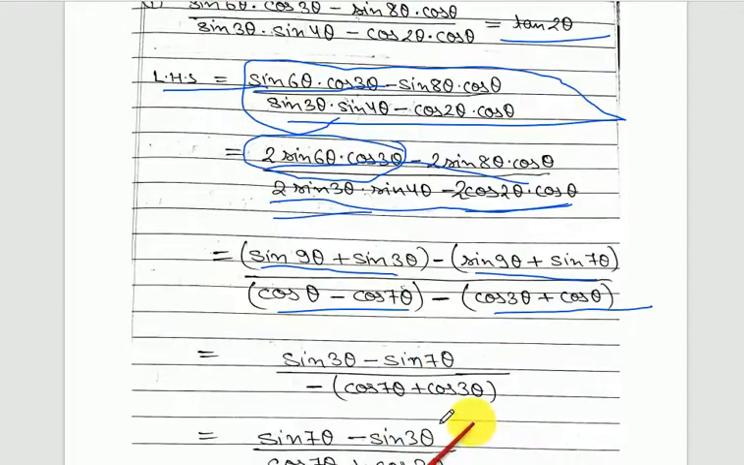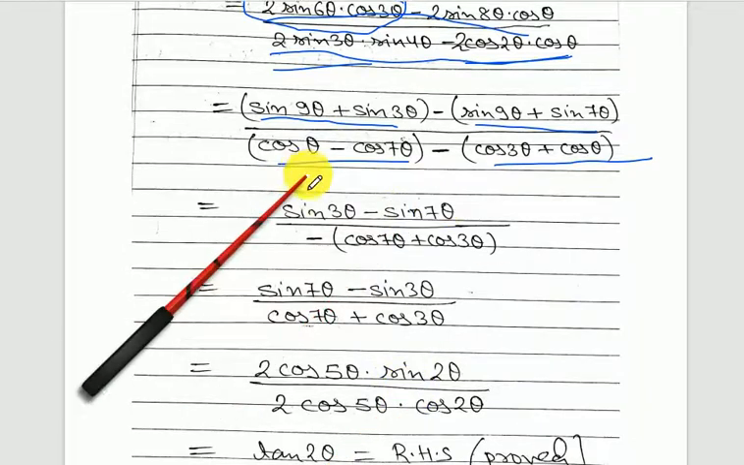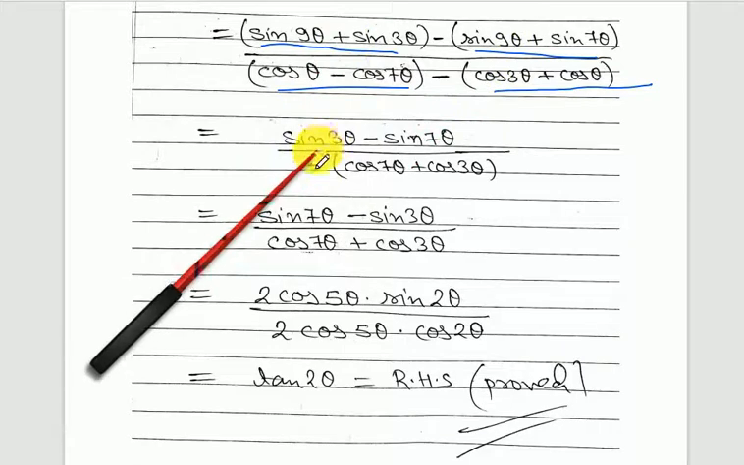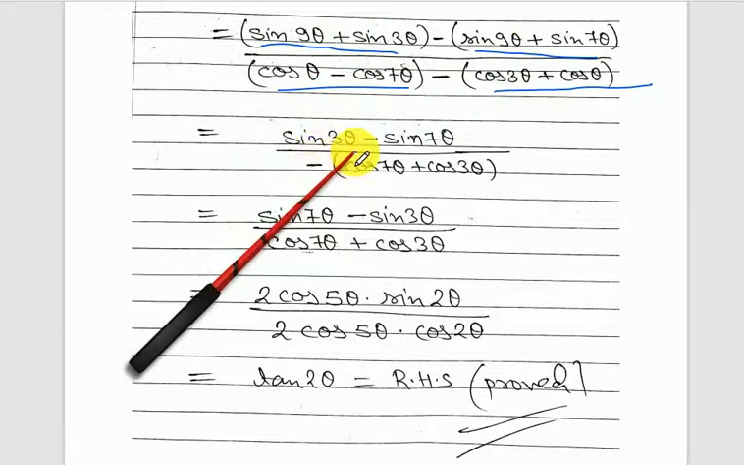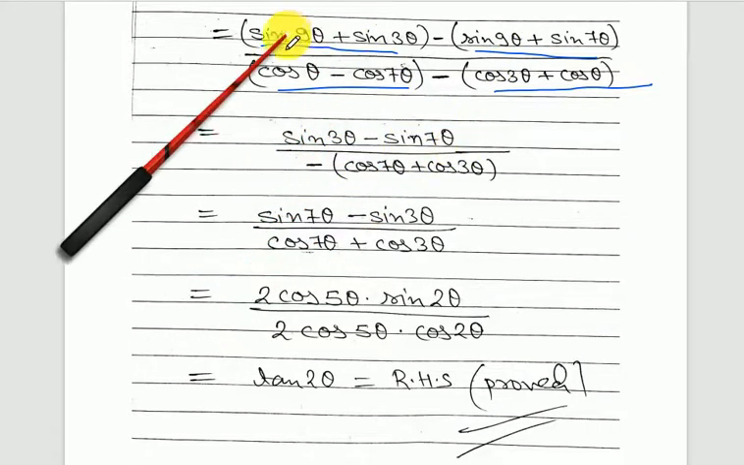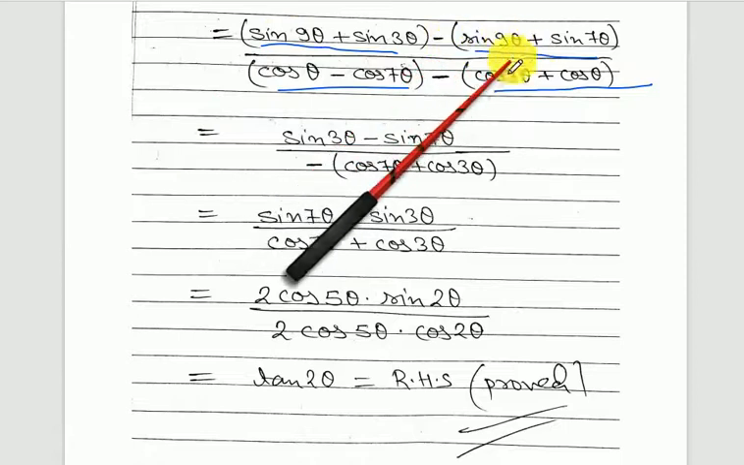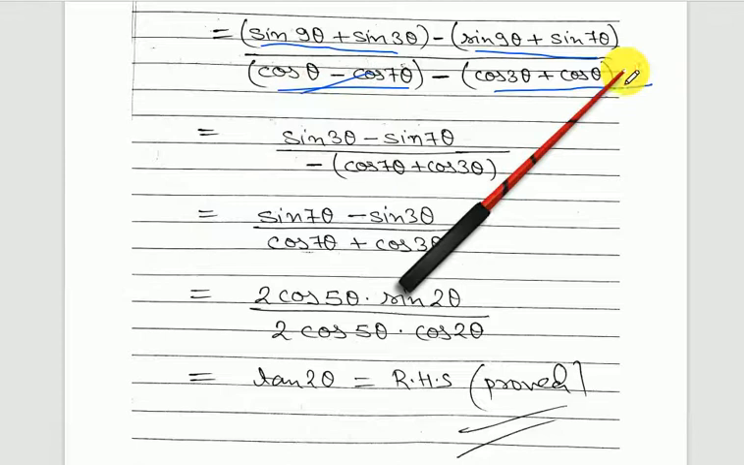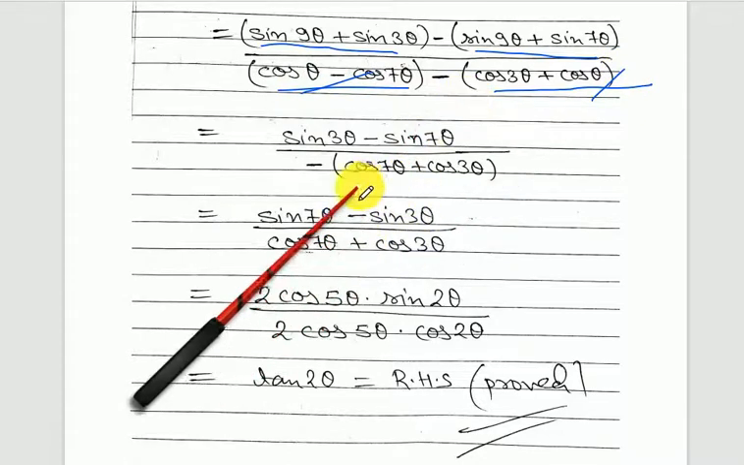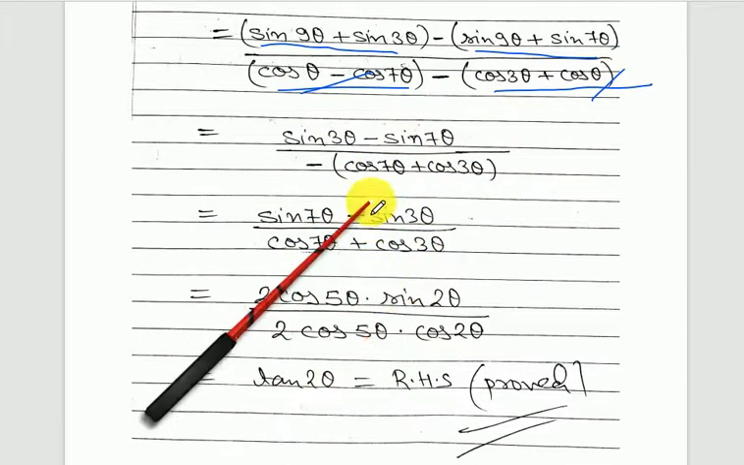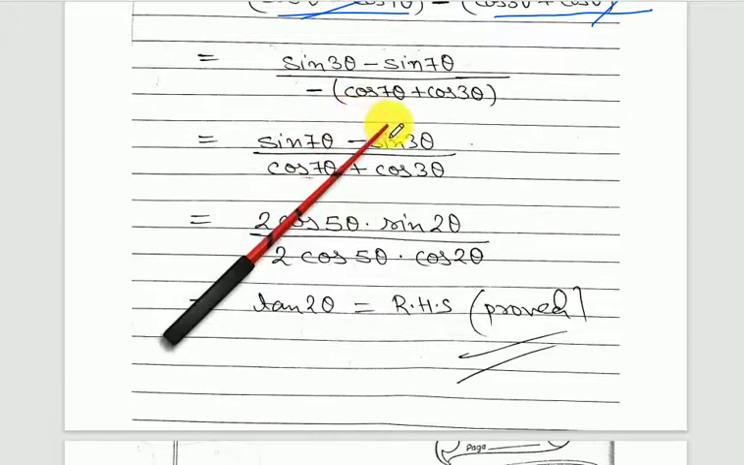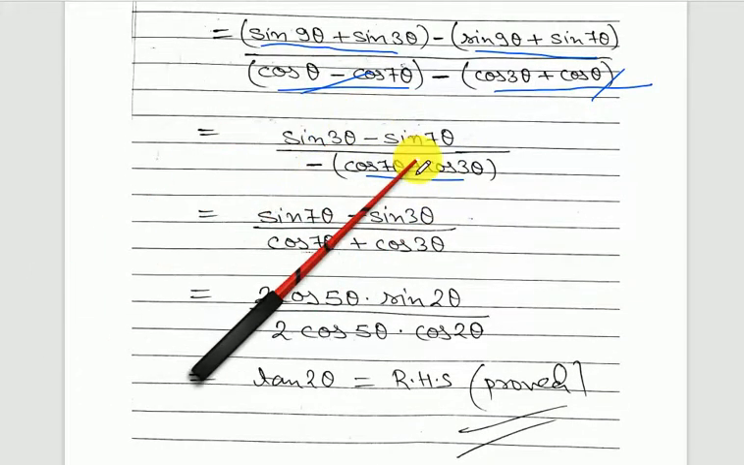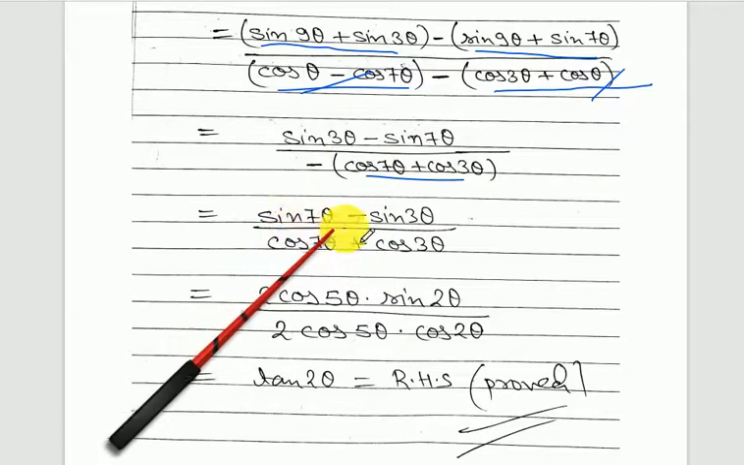Now open the bracket in the numerator and denominator, so you'll get sin 3θ minus sin 7θ, because here sin 9θ and here minus sin 9θ will get cancelled. Here cos θ and here minus cos θ will get cancelled, so you're left with this. Your denominator can be written as this, and this minus sign can be taken in the numerator, so you will get sin 7θ minus sin 3θ upon this.